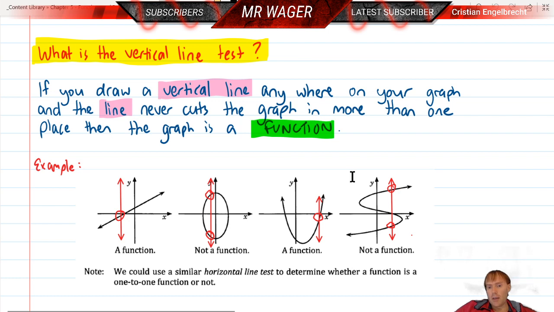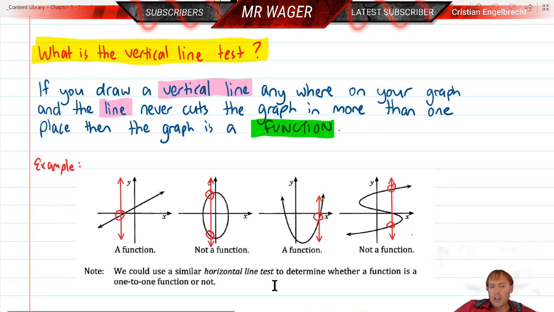So you might argue, okay, Mr. Wager, I can draw in a vertical line just over here and it just cuts the graph in one spot. Therefore, it would pass the vertical line test. But no, anywhere on the graph, if you move the vertical line from left to right and it cuts through the graph in more than one spot, it fails the vertical line test. Therefore, it's not a function.